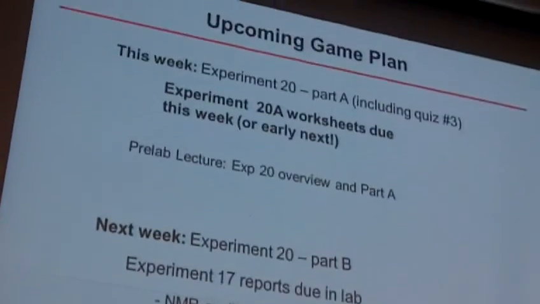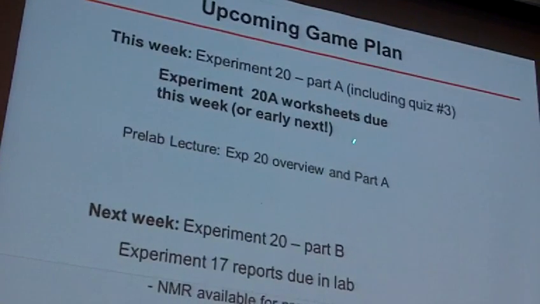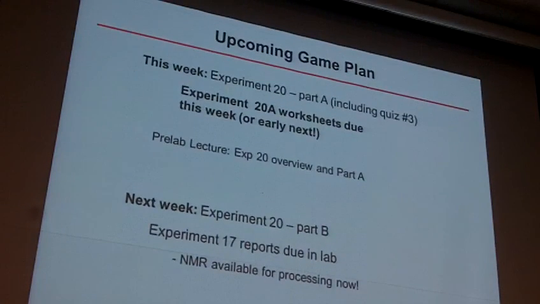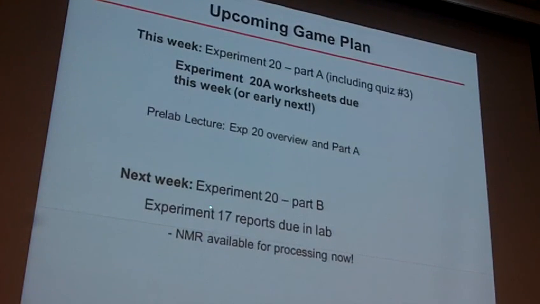Overall, this is the game plan we talked about. Keep in mind that those are due this week or early next. The other thing to keep in mind is that you actually have a week. It's going to get weird because you need to give us back 20A. 17 is still hanging out there. All of your NMRs from the VIDIC are all done. They're all ready for you to go and process them and do all that analysis. I'd suggest doing that sooner rather than later. Ultimately, those aren't due until next week yet.